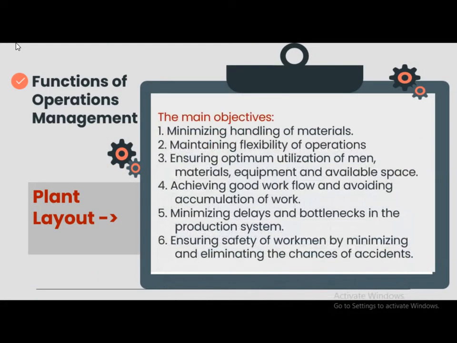The main objectives of plant layout are minimizing handling of material, maintaining flexibility of operations, ensuring optimum utilization of man, material, equipment, and available space, achieving good workflow and avoiding accumulation of work, minimizing delays and bottlenecks in the production system, ensuring safety of workmen by minimizing and eliminating the chances of accidents. So these are some important objectives of plant layout, and this is function number 1, plant layout.